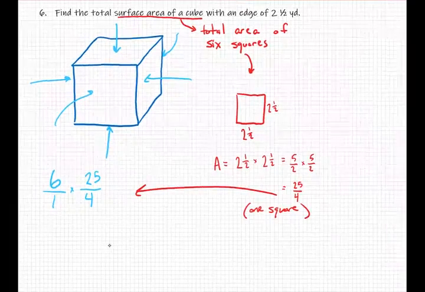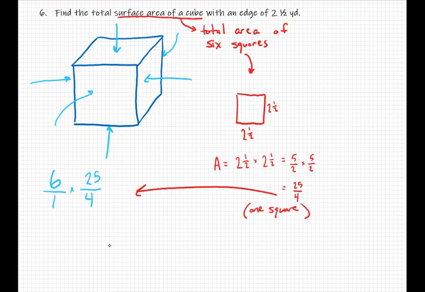Let's get a little more space here. Okay, well, 6 is the same as 2 times 3, and 4 is the same as 2 times 2. So it looks like this 2 and this 2 will cancel. Okay, so on top we've got 3 times 25, that's 75, and divide that by 2.